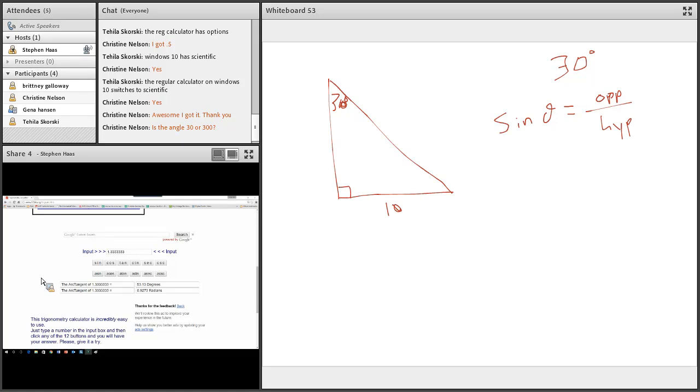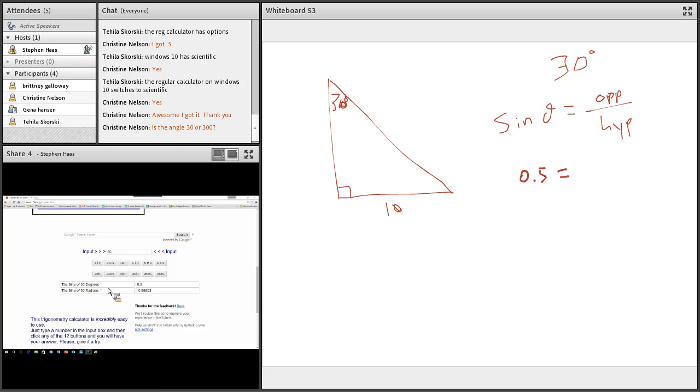Now, in this case, what's the sine of 30 degrees? Well, we just figured it out a little while ago. The sine of 30 degrees is 0.5. Just to make sure, I'll put 30 degrees, and the sine of 30 degrees is 0.5. Okay, so we're going to put a 0.5 over here.